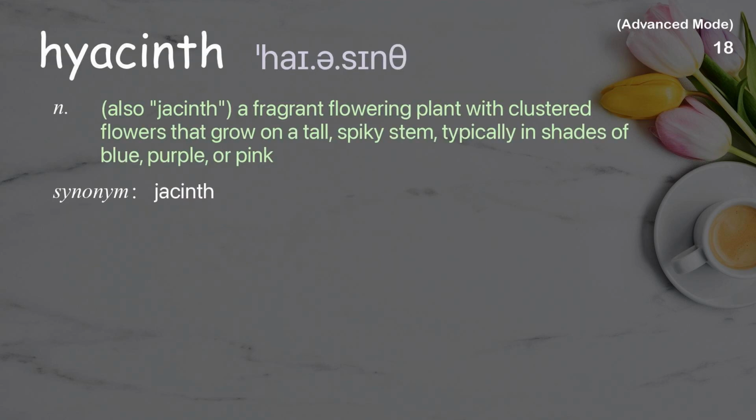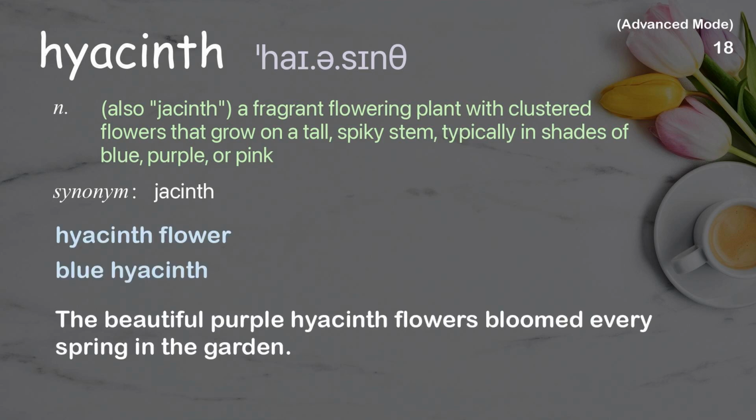Hyacinth. Also jacinth, a fragrant flowering plant with clustered flowers that grow on a tall, spiky stem, typically in shades of blue, purple, or pink. Examples: Hyacinth flower, blue hyacinth. The beautiful purple hyacinth flowers bloomed every spring in the garden.